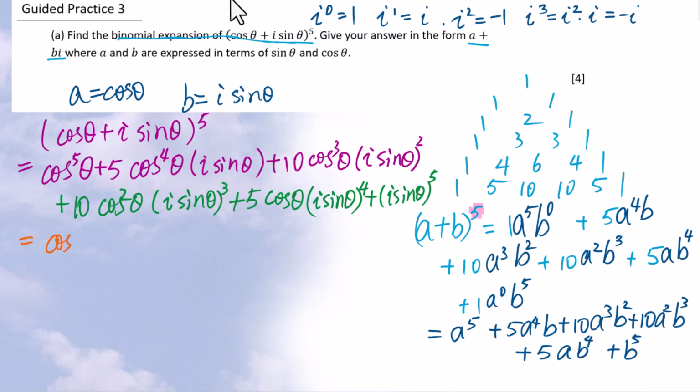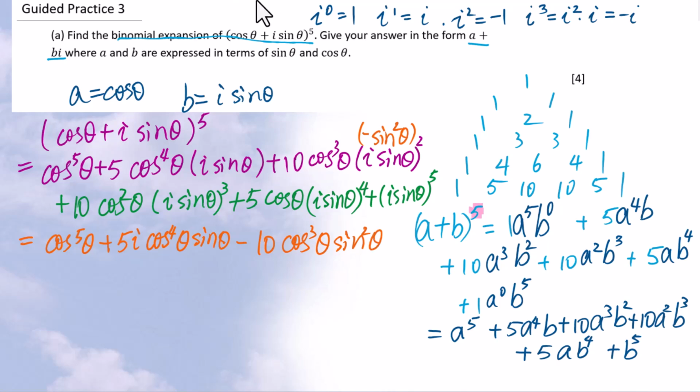Therefore, cos^5 θ plus 5i cos^4 θ sin θ. i^2 will be -1, so we get minus 10 cos^3 θ sin^2 θ. i^3 will be -i, so then minus 10i cos^2 θ sin^3 θ.